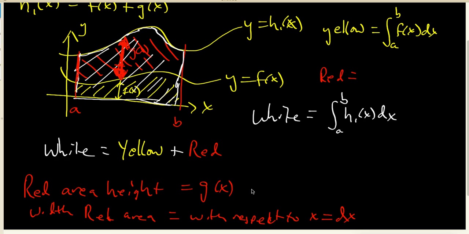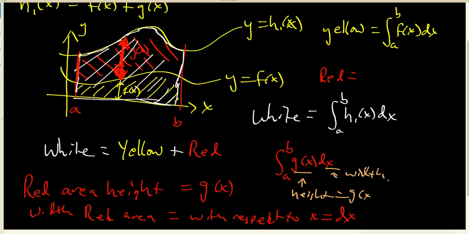And if I think about what this means, that red area then is going to be the integral between a and b of g of x dx, because this integral represents an area that happens to have height equal to g of x and width going in the x direction. So this particular integral matches up with what we're saying that red area should be.